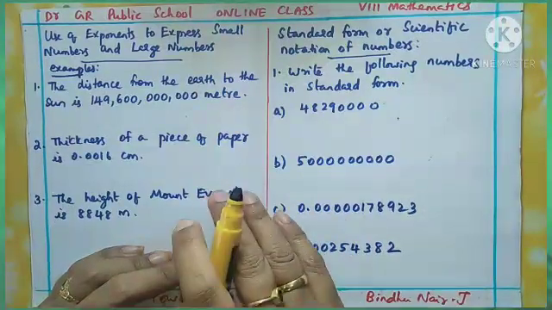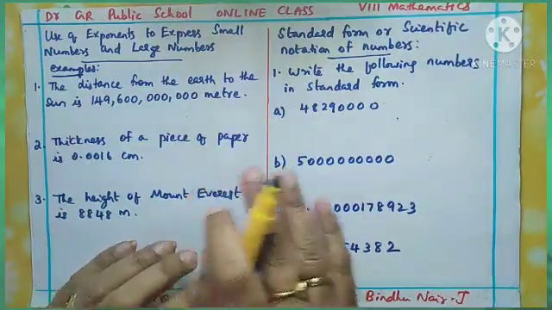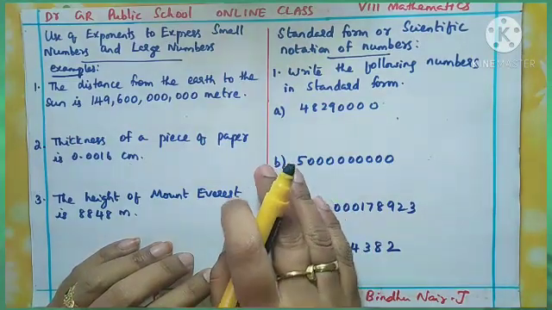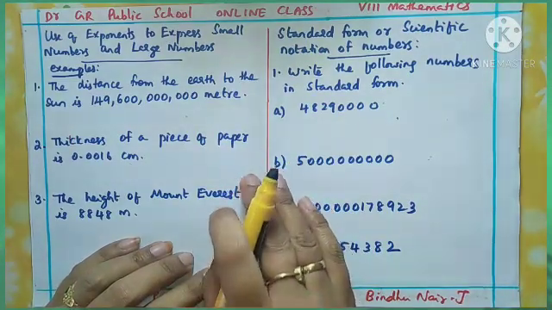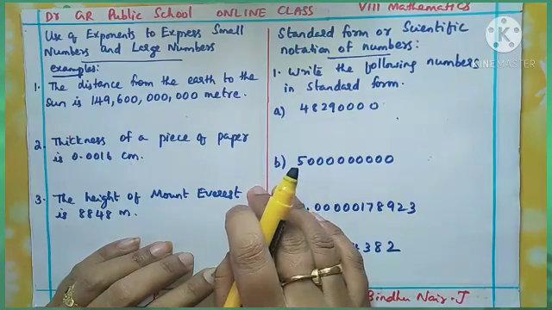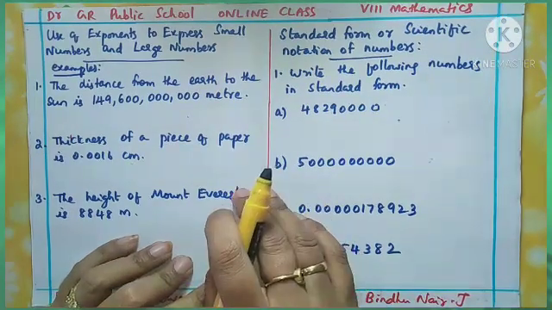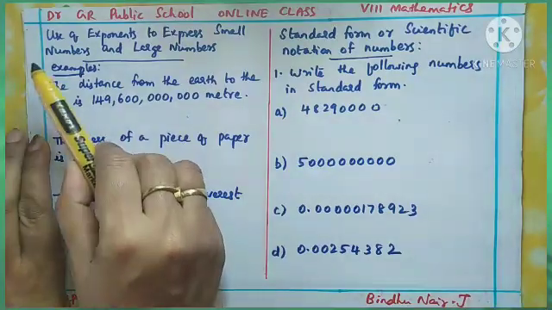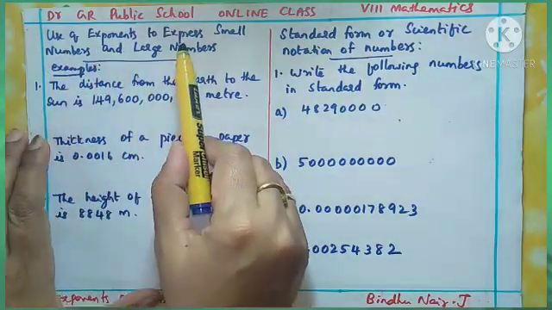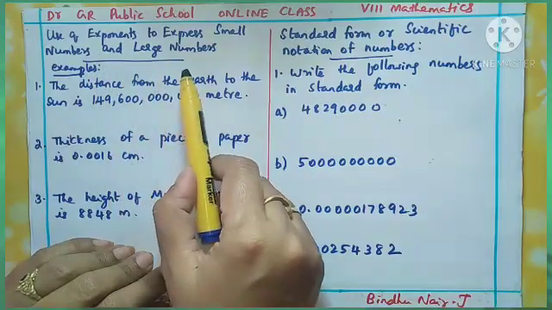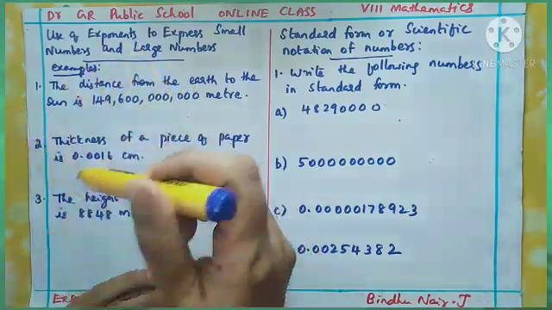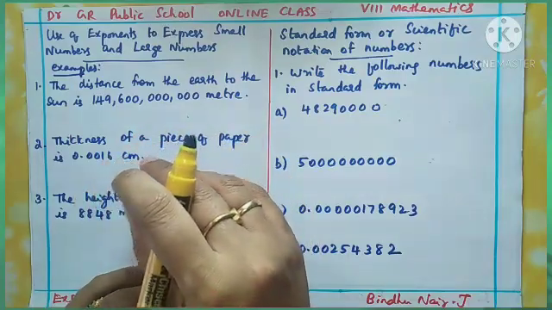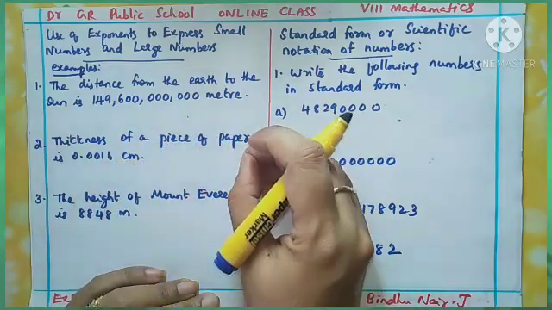Now we are going to see some more examples. All these examples you need to copy in your maths notebook and also complete the homework in a similar way. So we can just do some more examples. The first example, the heading is use of exponents to express small numbers and large numbers. Exponents can be used to represent very large numbers and very small numbers also.